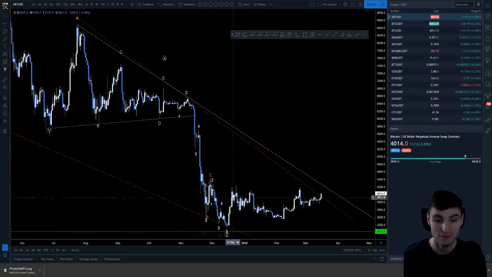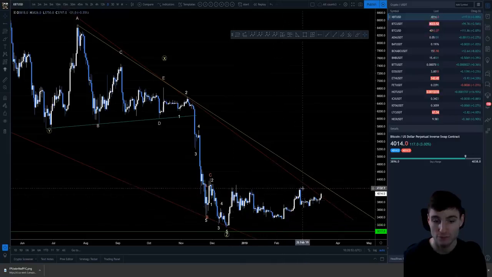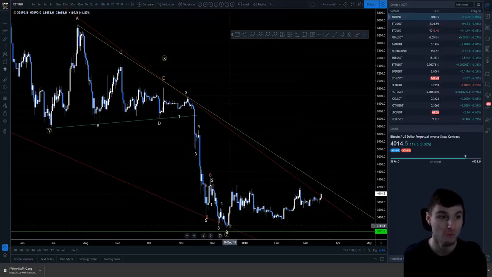This is a valid count, and then this is a 1, 2 coming up, maybe a 1, 2 of the third. So you're looking here at a bullish scenario. This count obviously is the bullish scenario of the bottom being in for Bitcoin.